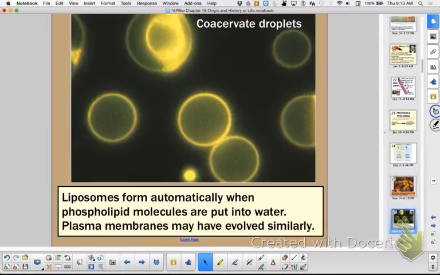These are what coacervate droplets might look like, liposomes, some sort of lipid-based structure. And that happens when you put lipids into water. And maybe it was a combination of those two that joined. Now, the first cells, do you think they were autotrophs or heterotrophs? What's easier? What do you think is easier?